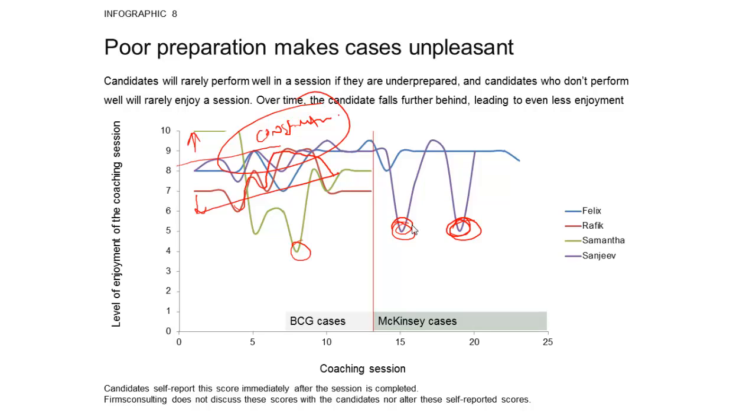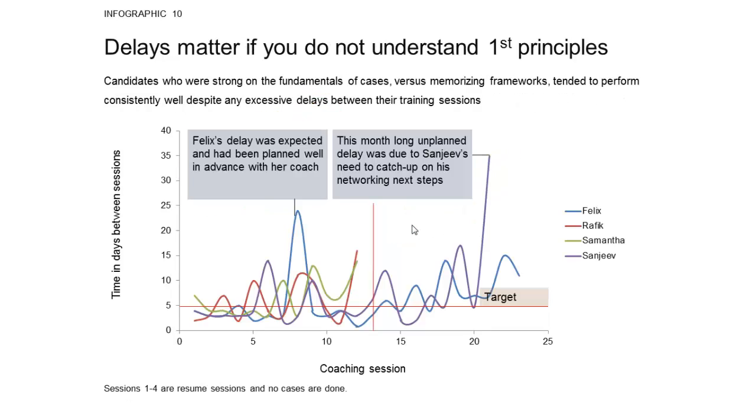And that is just an unnecessary misunderstanding which forces you to lose a very good case practice partner. Now, I do like this slide because it's a pretty interesting slide. What you have here is time in days between sessions and coaching session. You see a big spike for Felix, a big spike for Sanjeev, and then Felix has basically small spikes. Now what happened here? Felix went on vacation.